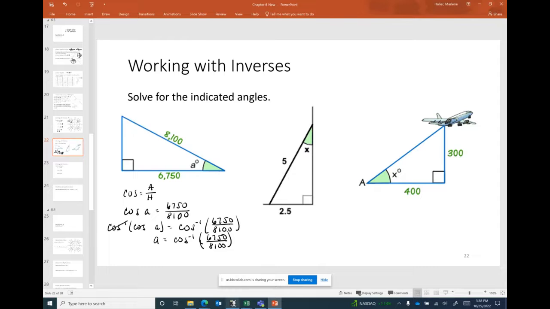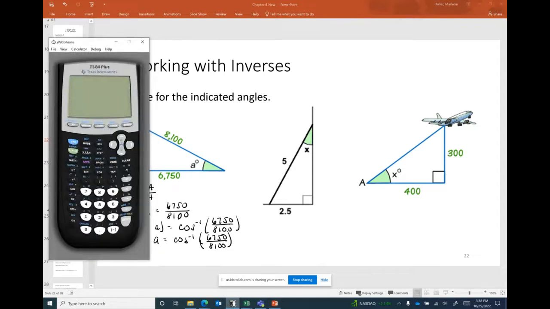All right, what is that? Let's use the calculator. Wake up. There we go. The inverse cosine is the second cosine key. So there's inverse cosine of 6750 divided by 8100. All right, so 0.5856.